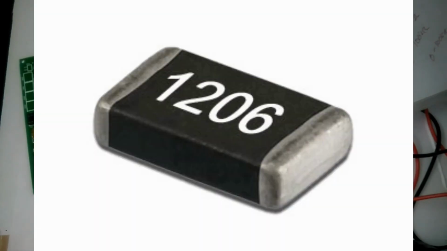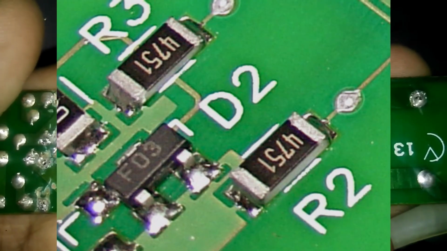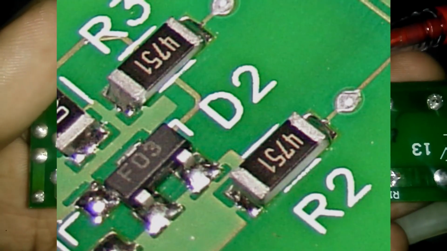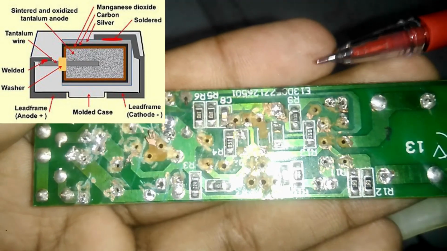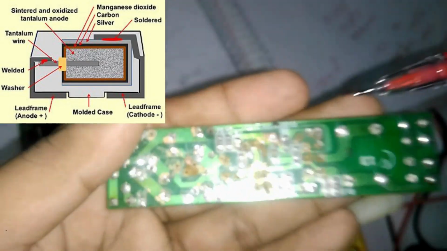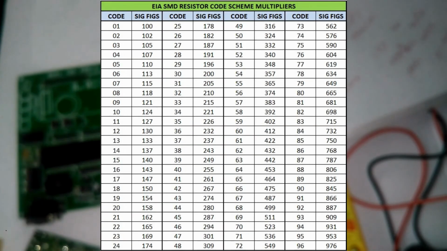Next one is the surface mounted resistor. What kind of resistors are socket mounted resistors? Okay, these black ones are the surface mounted resistors. Generally these are used in small circuit boards. Even this kind of circuit board sometimes uses surface mounted resistors. Surface mounted resistors have high accuracy and low tolerance value. For gold it means plus minus 5%, for silver it is 10%.